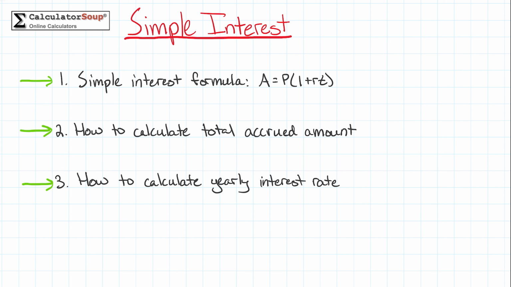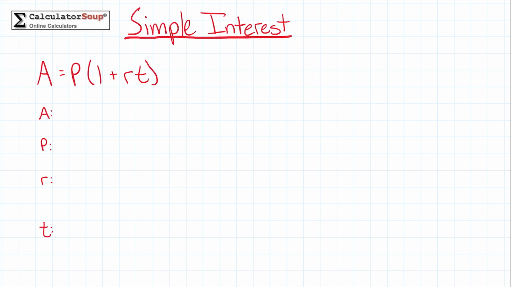Keep in mind that simple interest is calculated only on the principal amount. We are not calculating the interest earned on interest, as you would with compound interest. To start, let's go over the simple interest formula.